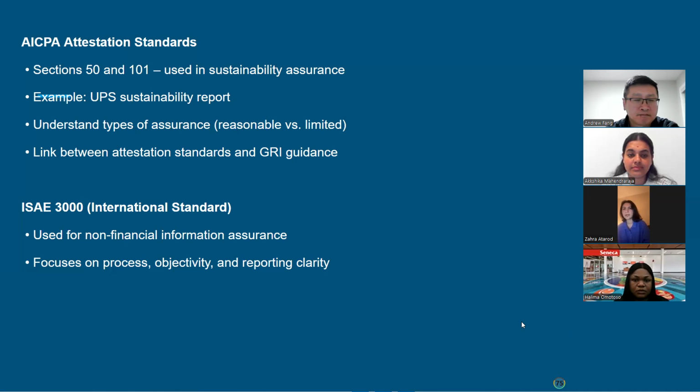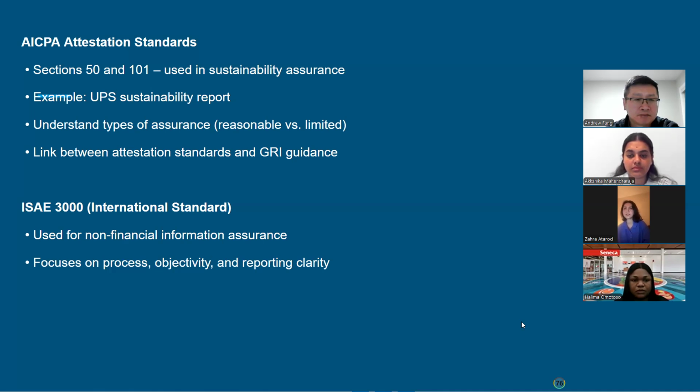And the second one, in the US, sustainability assurance often follows AICPA attestation standards, particularly Section 50 and 101. The main focus is on independence and objectivity, evidence collection, and giving a clear conclusion about the accuracy of the data. There are two types of engagement: examinations provide reasonable assurance, and reviews provide limited assurance.